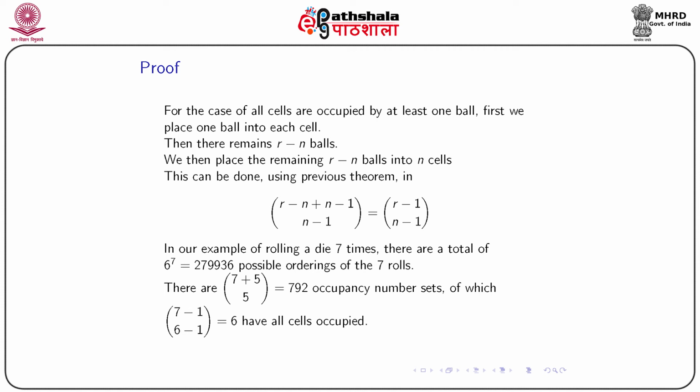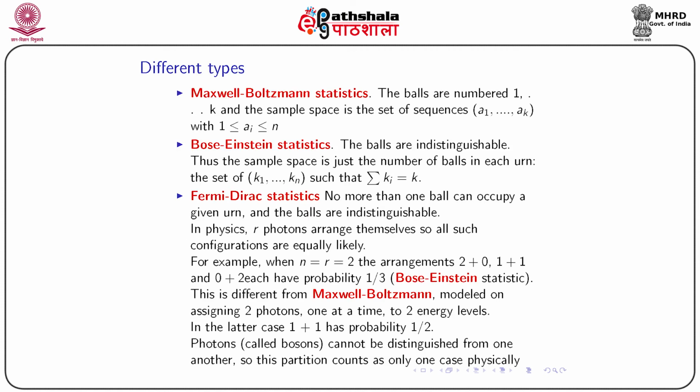Now, based on these occupancy problems, physicists have used them in their research. There are different types of statistics they use. The first one is called Maxwell-Boltzmann statistics. Here the balls are numbered 1, 2 up to k, and the sample space is the set of sequences a1, a2, up to ak with all the ai lying between 1 and n.